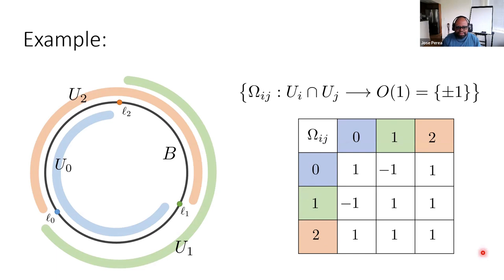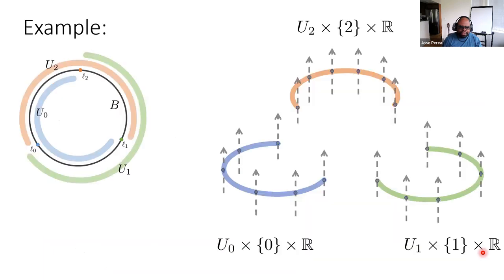Okay? So here's how you build a vector bundle with this type of data. The first thing you do is you take your open sets and you cross them with your vector space. So in this case, we're taking R because we're looking at O1, right? So R1. So you take each open set and you cross it with R. Then you take your omegas, your omega ijs. And what they are is the data to glue together these disparate pieces that you build first.